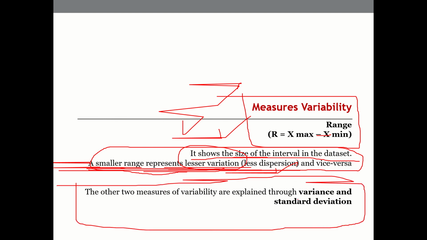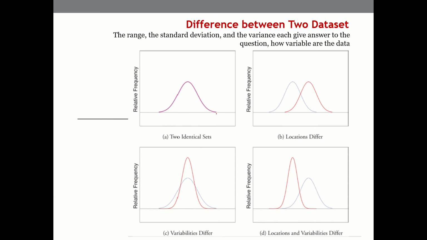So range is another way of quickly assessing how the data is spread. There are other advanced methods of calculating variability in a data set: variance and standard deviation. We will do this calculation maybe after a break. We'll check the formula for variance and standard deviation and how to calculate it after some break.